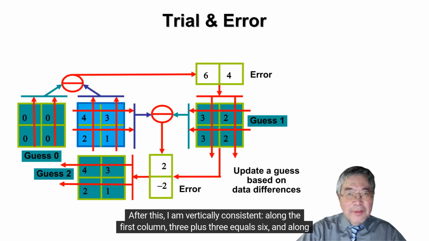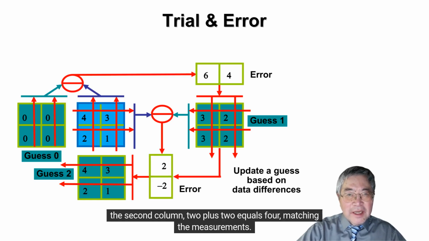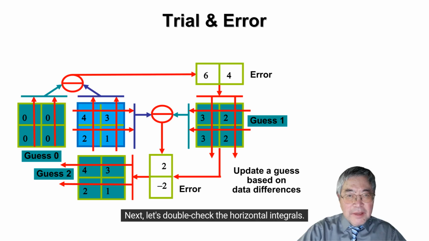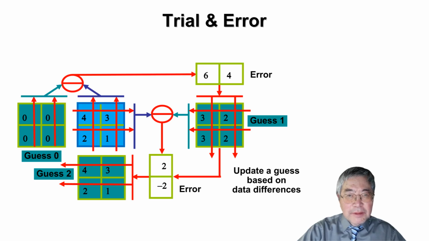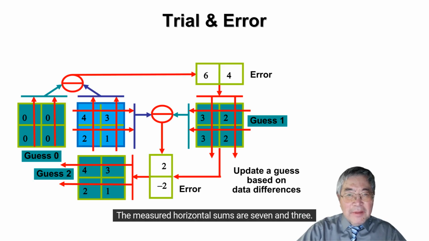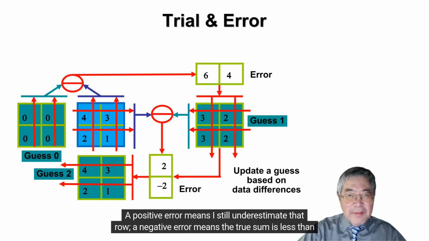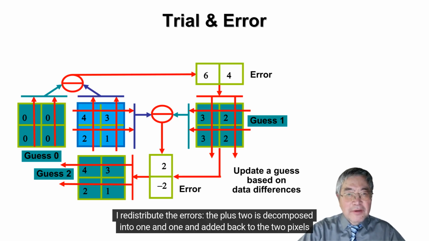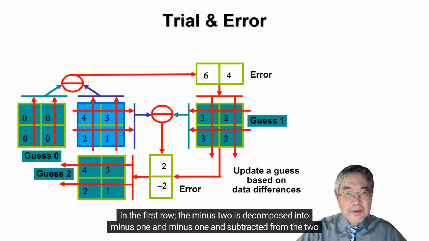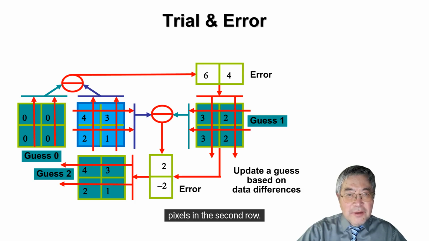Along the first column, 3 plus 3 equals 6, and along the second column, 2 plus 2 equals 4, matching the measurements. Next, let's double check the horizontal integrals. Now the row sums are 5 and 5. The measured horizontal sums are 7 and 3. Comparing again, the errors are plus 2 and minus 2. A positive error means I still underestimate that row. A negative error means the true sum is less than my current estimate. I redistribute the errors. The plus 2 is decomposed into 1 and added back to the 2 pixels in the first row. The minus 2 is decomposed into minus 1 and subtracted from the 2 pixels in the second row.